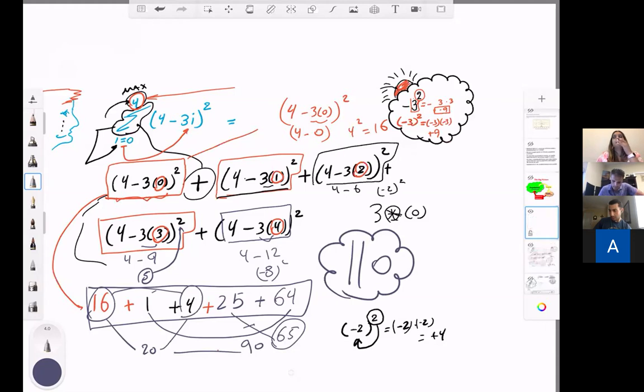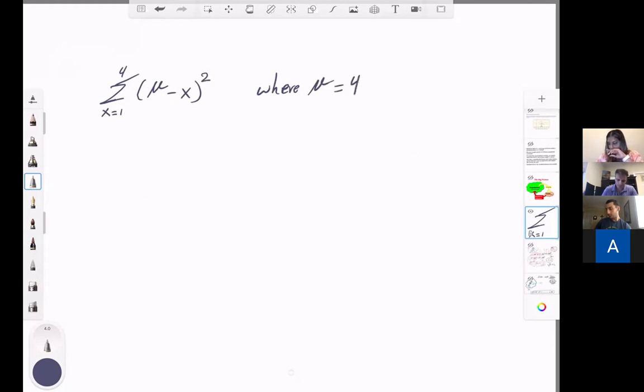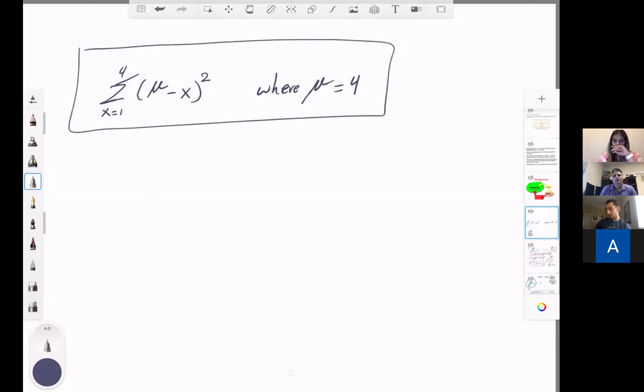Let's have one more question like this. Sigma, it doesn't need to be i all the time. It can be any letter. I can say x starts from 1 and goes up to 4, we have mu minus x squared, where mu equals 4. So evaluate this one, mu equal to 4.